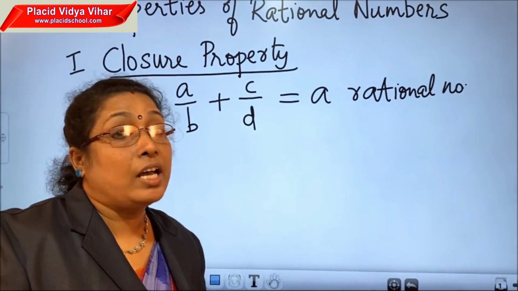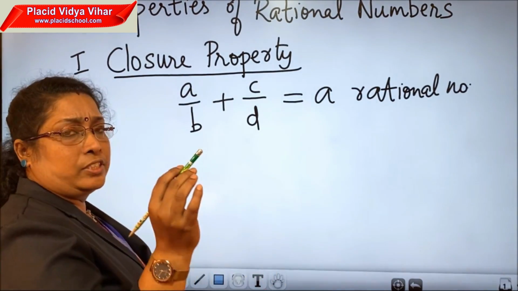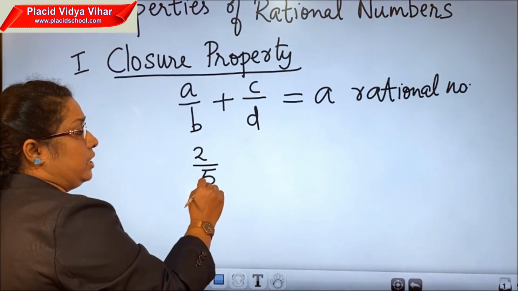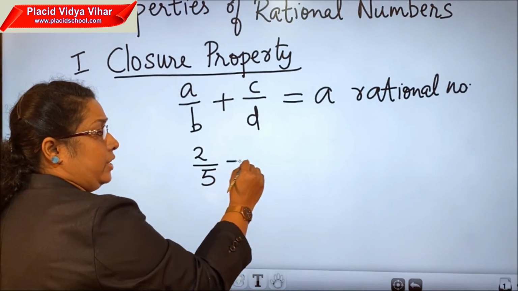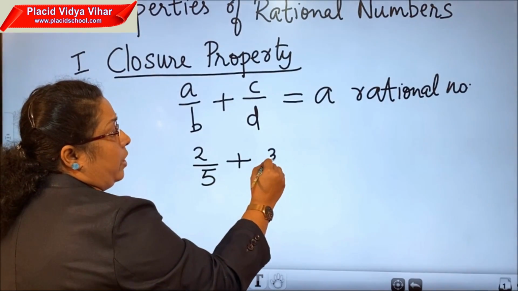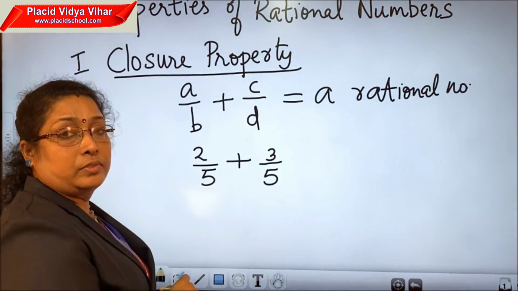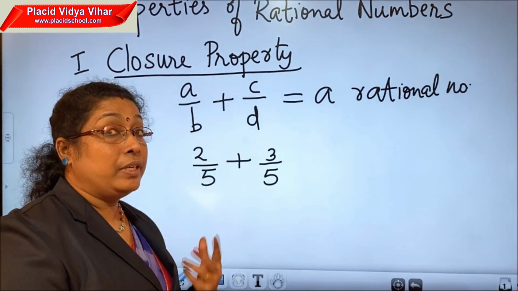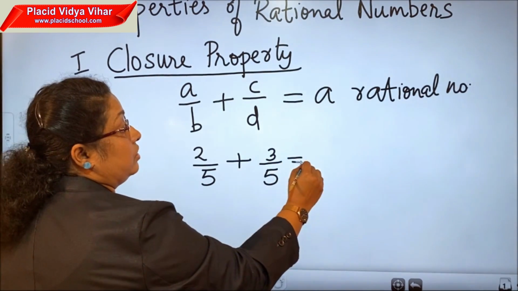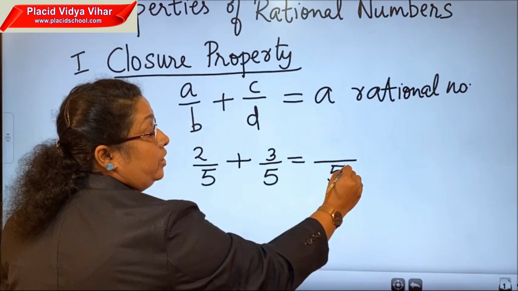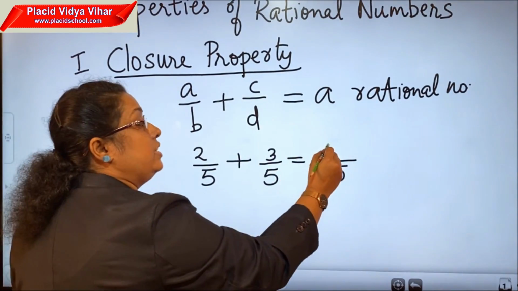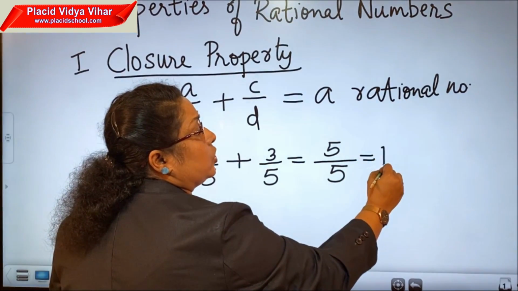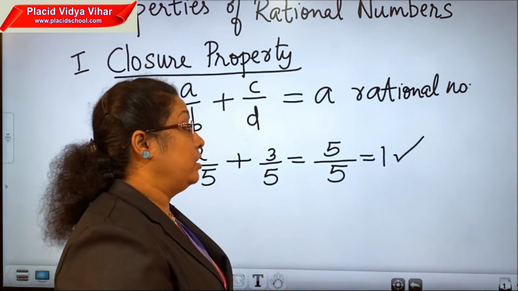Let us check with an example. First of all, let us check an example using same denominator. 2 by 5 plus 3 by 5. Same denominator, like fractions addition, you have studied in previous classes. So here it is 5 in the denominator, 2 plus 3, the answer is 5. And this 5 by 5 is 1. So 1 is a rational number.